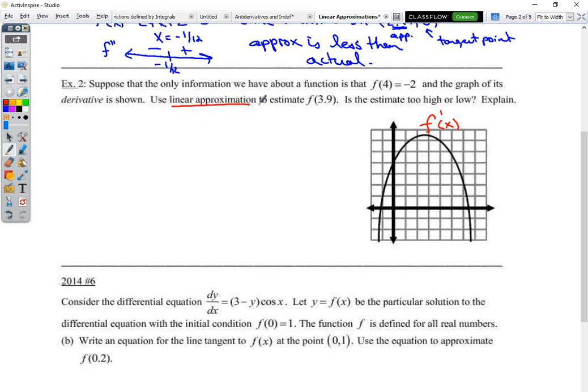So linear approximation, I see the word linear, I have to make a line. The only line we ever make in calculus is a tangent line. So I need to find a point, which is really easy. They gave it to me. Those of you are like, where? It's right there. Bam. The other thing we need to find is a slope. So we need to find f prime at 4. Since this graph is f prime, we go, cool, 1, 2, 3, 4. 1, 2, 3, 4, 5, 6.